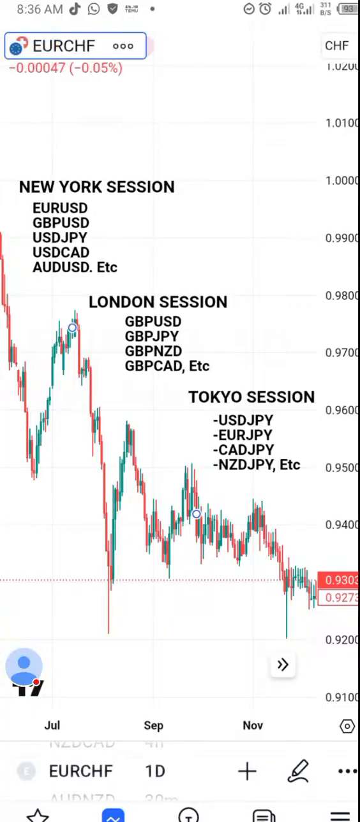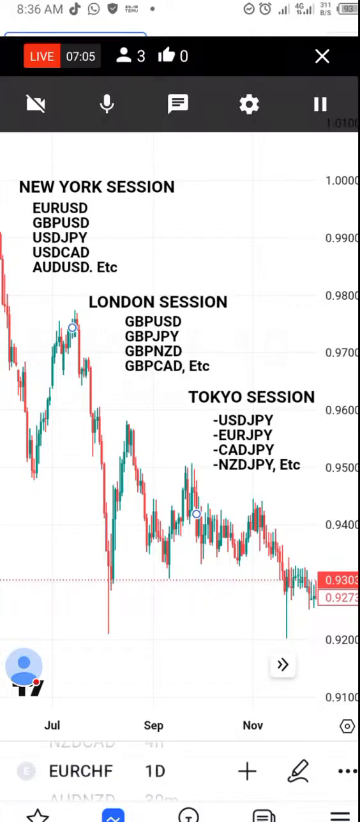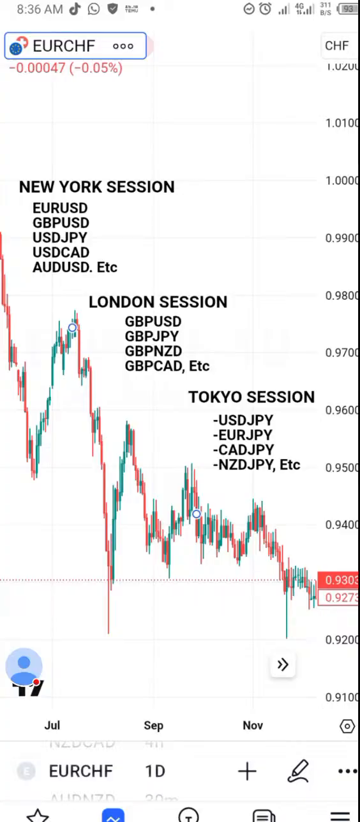So now how do we know the sessions? Now I'm going to list out the sessions and the timing. This timing for these sessions can vary depending on your region, on your location. But I'll be calling them based on my region, Nigerian time. So every session I'm going to be mentioning now will be based on Nigerian time.